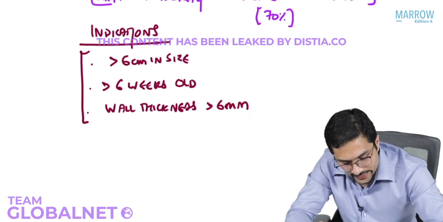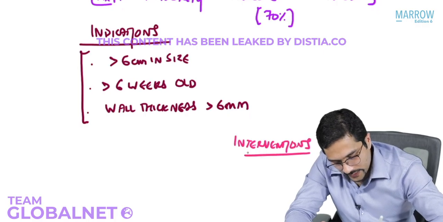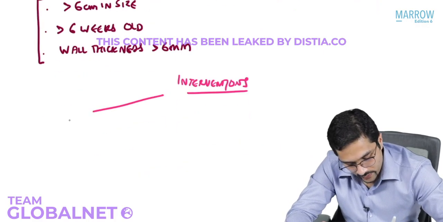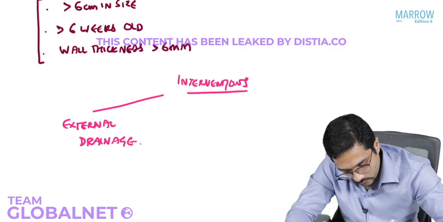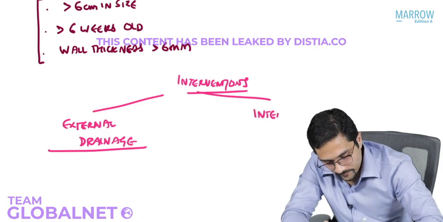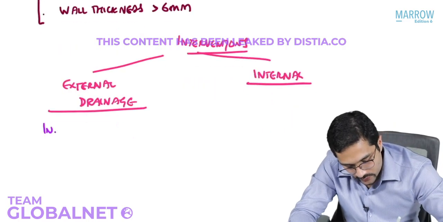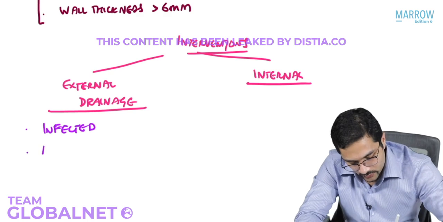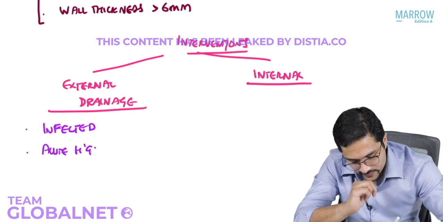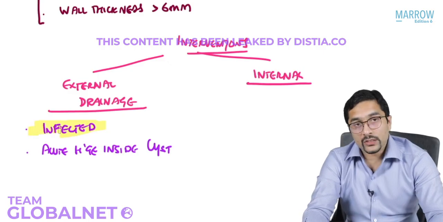Now, what are the various interventions which can be done? So the interventions which can be done, we can either do external drainage or we can do internal drainage. Now, external drainage is only done when it is an infected pseudocyst, and in minor cases when there is acute hemorrhage inside the cyst. Otherwise, mainly it is done when it is an infected pseudocyst.